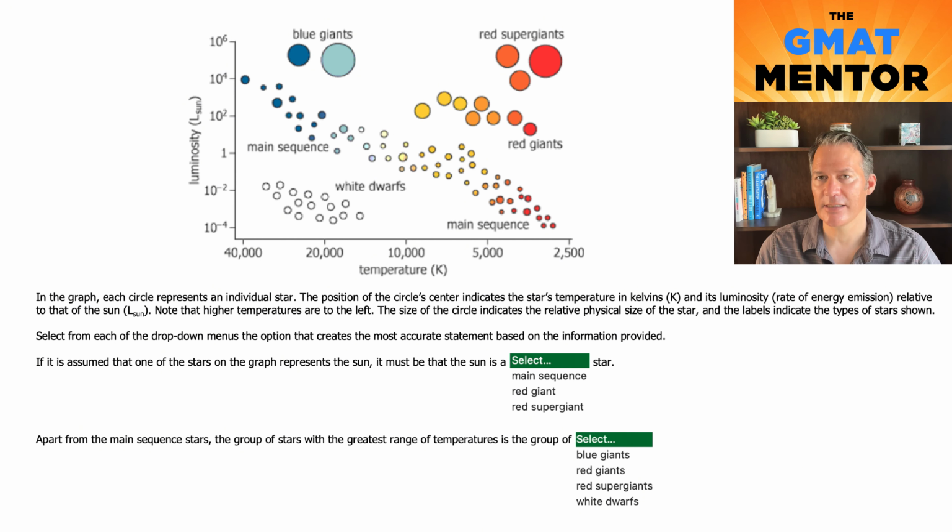The luminosity axis is even more extreme. It increases by powers of 100. So this is not a graph you want to read casually.